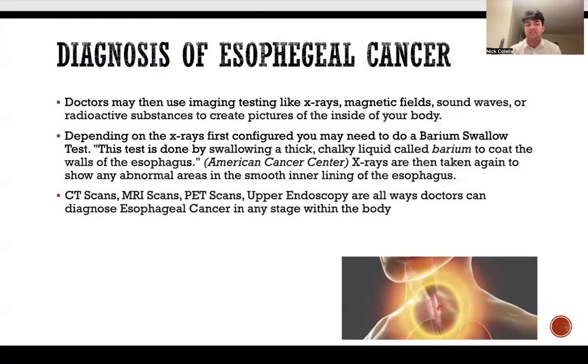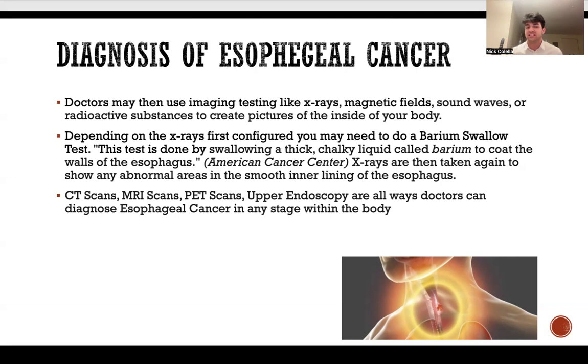Diagnosis of esophageal cancer. Doctors may use imaging like X-rays, magnetic fields, sound waves, or radioactive substances to create pictures of the inside of your body. As the doctors conduct X-rays, you may need to do a barium swallow test. This test is done by swallowing a thick, chalky liquid called barium. Barium coats the walls of the esophagus, making X-rays more likely to pick out abnormal areas in the inner lining of the esophagus, like tumors.